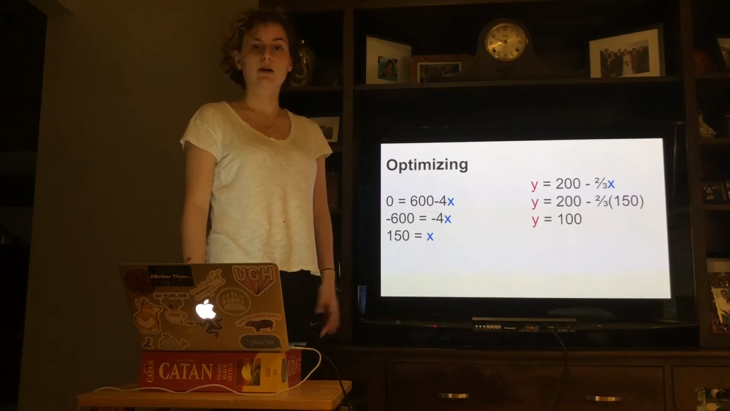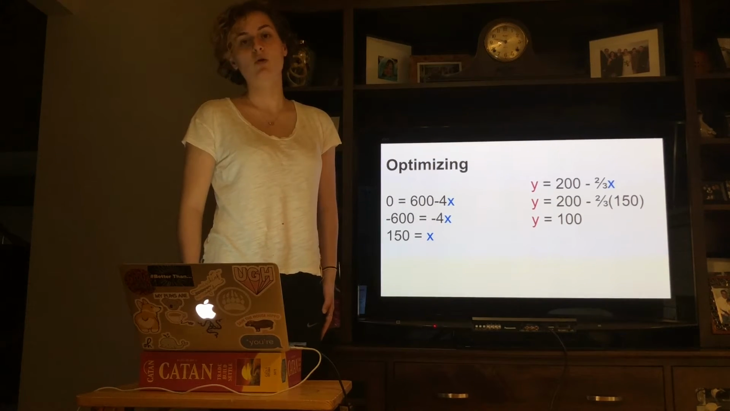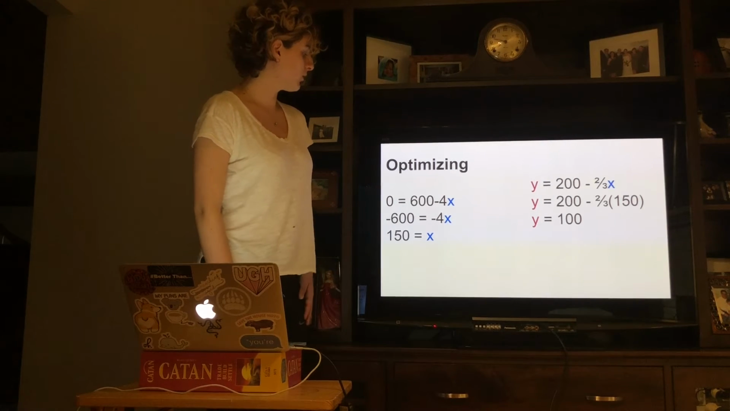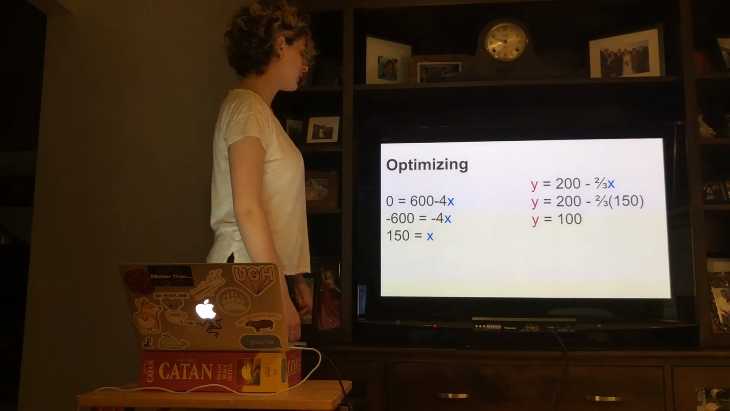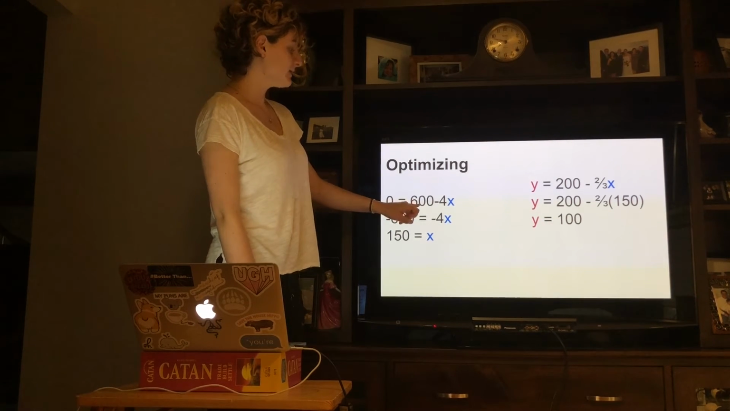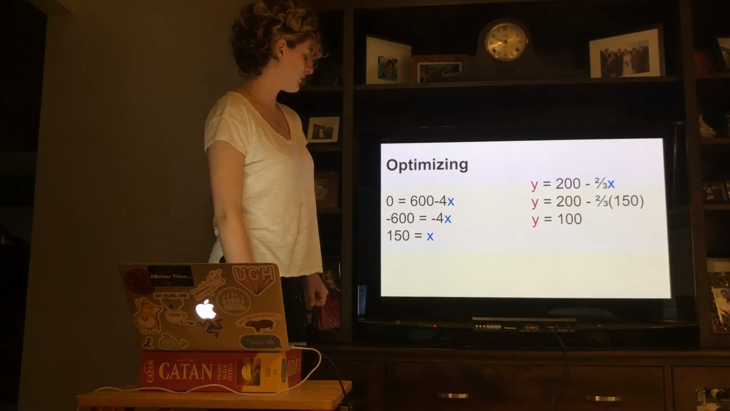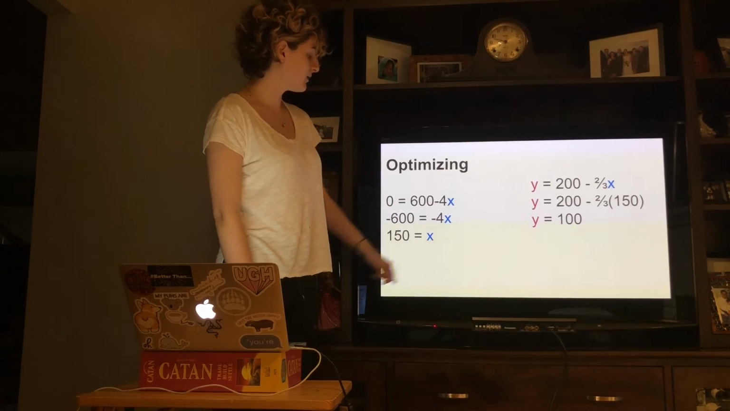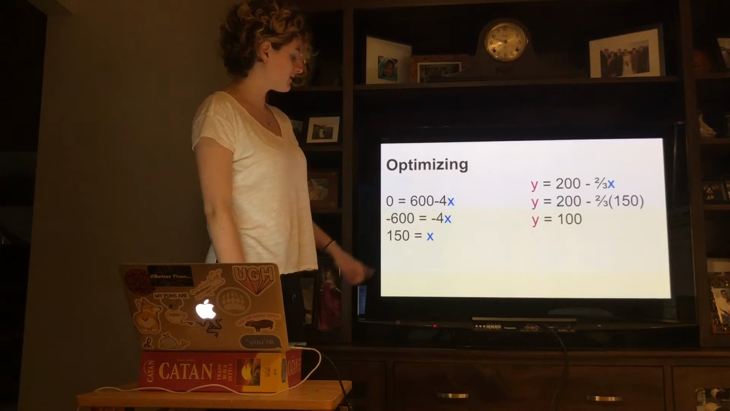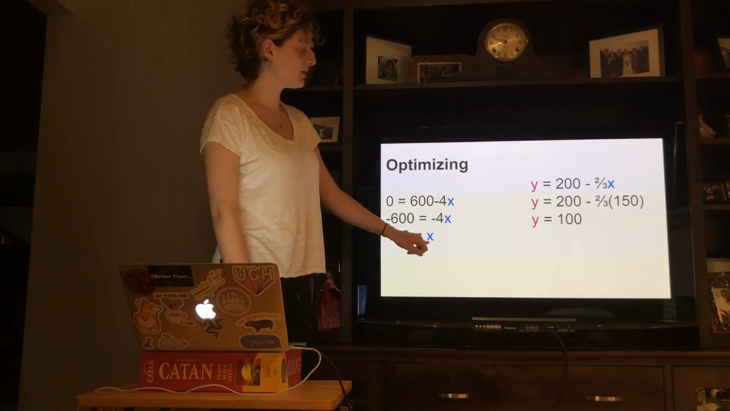We then solve out for x, which can then give us our y value. So we set it equal to 0 in order to optimize our area. 0 is equal to 600 minus 4x. Therefore, negative 600 is equal to negative 4x, which finally gives us 150 is equal to x.